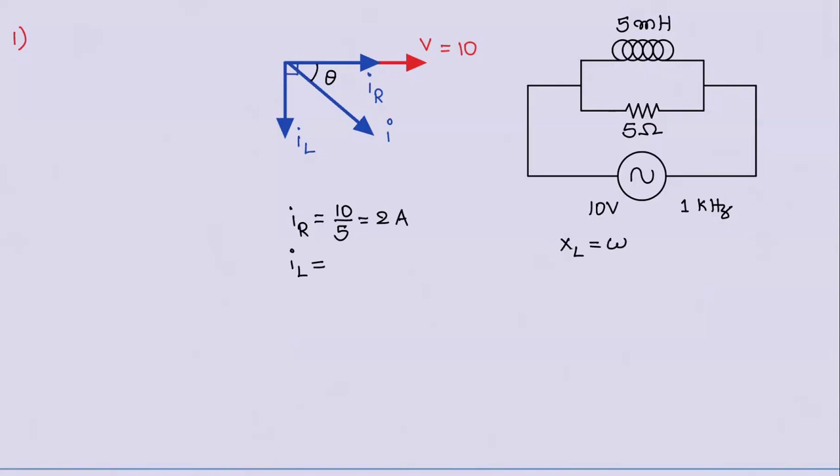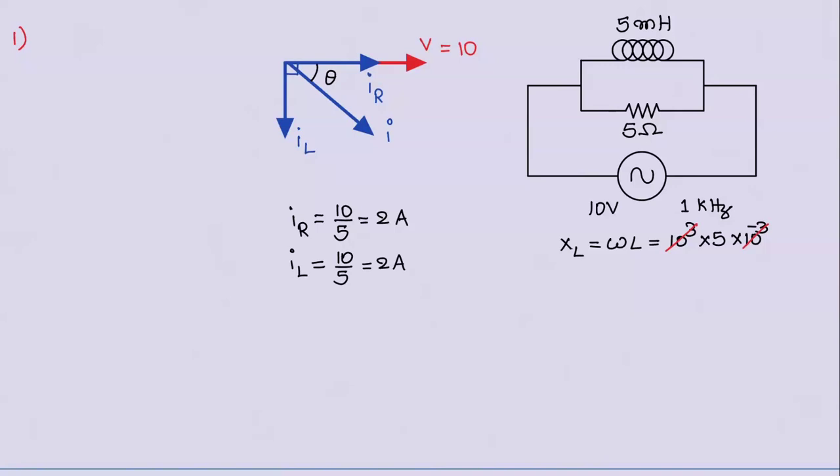XL is equal to omega L. Omega is 10 power 3. L is equal to 5 into 10 power minus 3 henry. These two get cancelled, 5 ohm. Okay. Omega L is equal to 5. Again 10 by 5, 2 ampere. Good. IL is 2 ampere at an angle of 90 degrees.